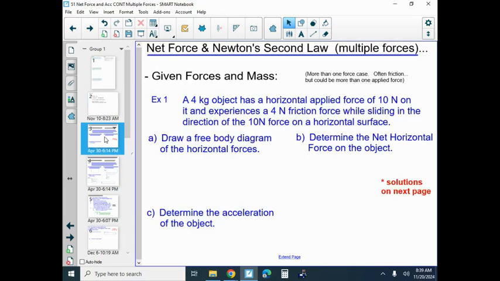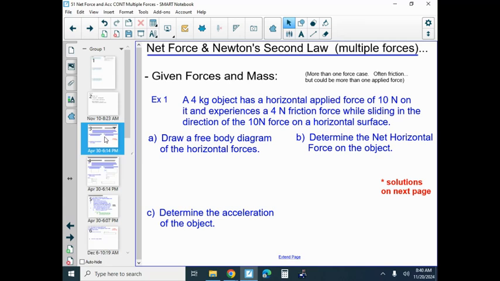So here we go. If we are given forces and mass, so in this question, we've got the 4-kilogram object, we've got an applied force of 10 newtons, and it's experiencing a 4 Newton friction force while sliding in the direction of the 10 Newton force. So you're told everything you need to know about the situation.